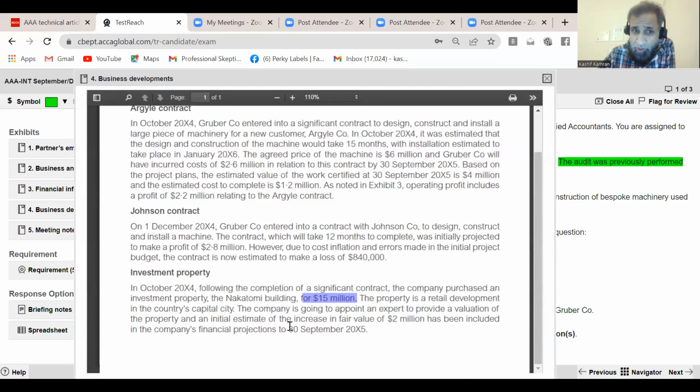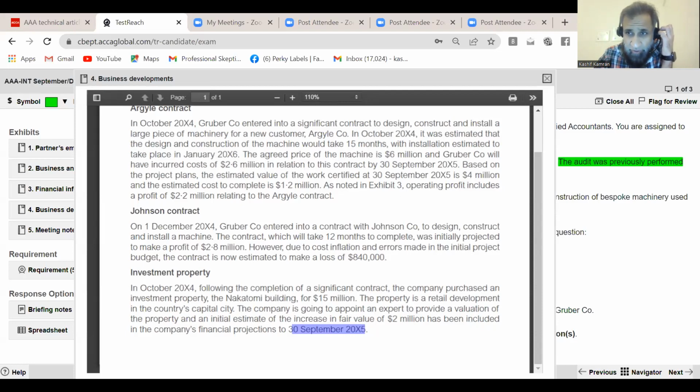And when did the company purchase the Nakatomi building? In October 20x4. Look at this. And what is the year end of the company? 30th of September 20x5. So in October 20x4 you purchased a building, and in September 20x5, how much is the rise in the fair value? Fair value is a component of profit, right? Primarily. The fair value is adjusted in the profit, right? That is why you need to divide the fair value by the profit before tax.